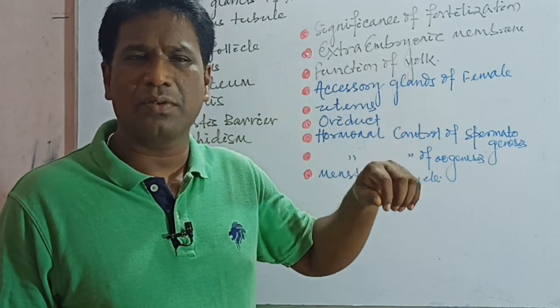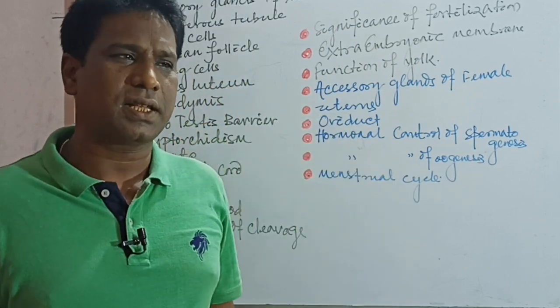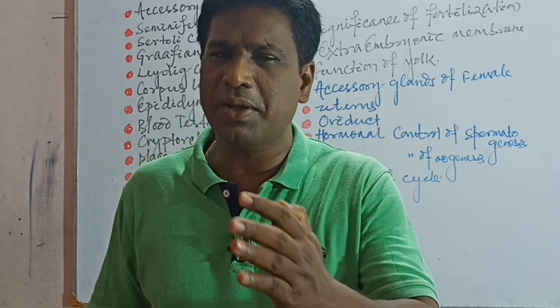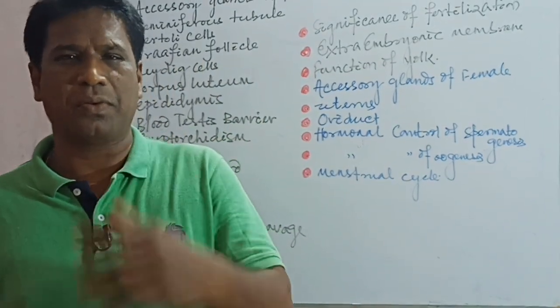Fertilization makes the egg fruitful, because during fertilization the second maturation division of the egg is completed. So it makes the egg fruitful.